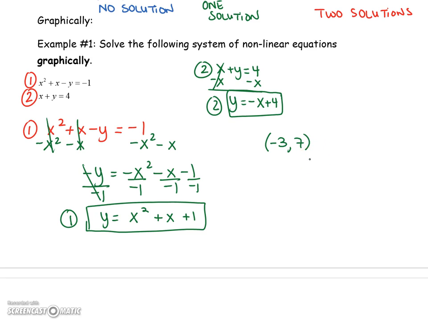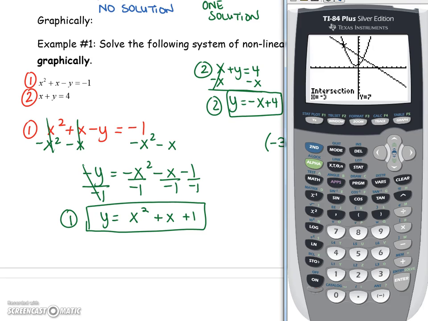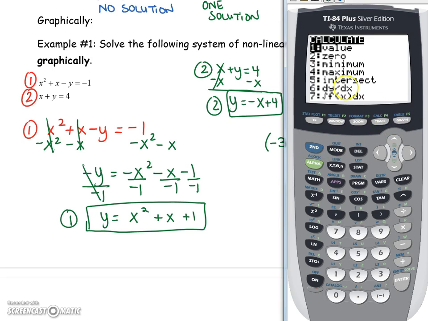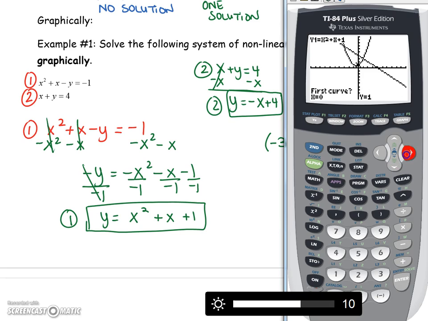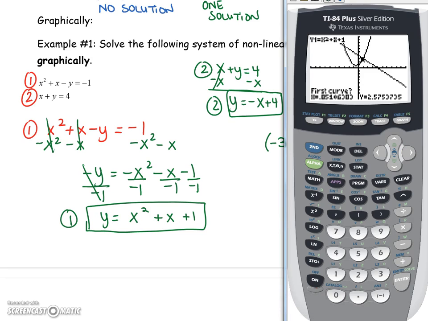Now, let's talk about where's the second one. So I'm going to go back to our graphing calculator. I'm going to do the same thing, go to second, trace, and I'm going to go to intersect, press number 5. Now, I'm still at the old intersection point. I already know that's -3, 7. So I'm going to walk myself by pressing the right button a lot to get closer to the second intersection I see.